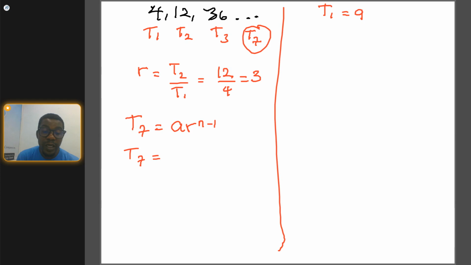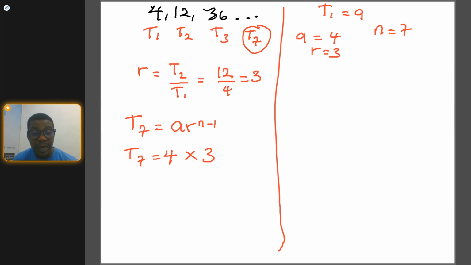T7 equals, the value of A given in this expression is the first term, which is 4, and R equals 3. So we have 4 times 3 raised to the power of n. In this question, it is the seventh term that we have to find, so n equals 7. We're going to have 4 multiplied by 3 raised to the power 7 minus 1. That is 4 times 3 raised to the power 6.